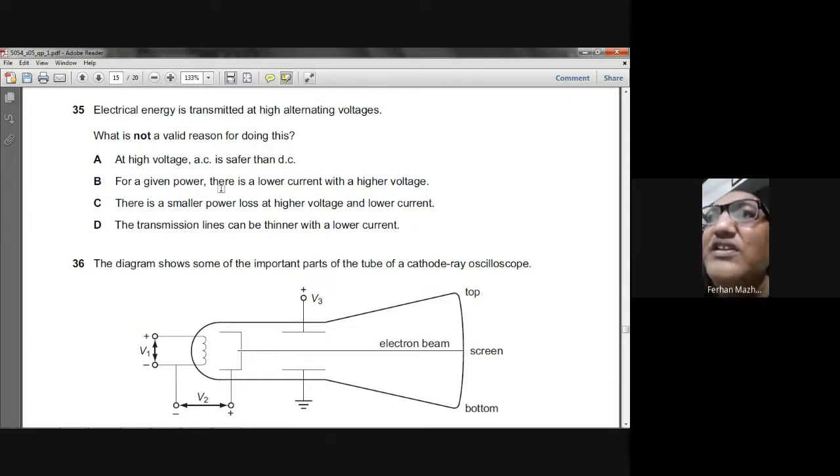At high voltage, AC is safer than DC. That is totally wrong. That is a wrong statement. So clearly, this is the answer. We are looking for that which is not a valid reason.